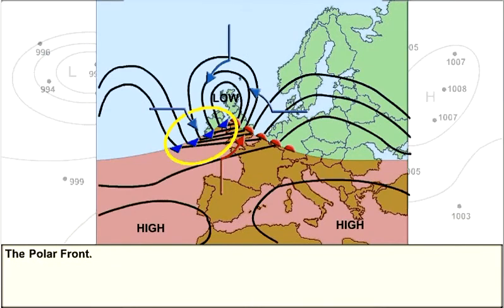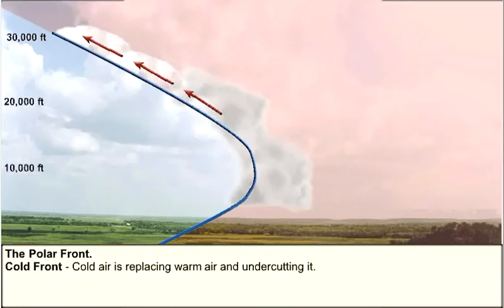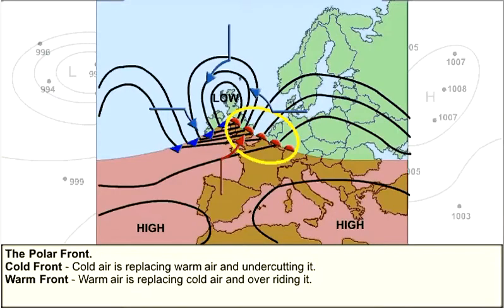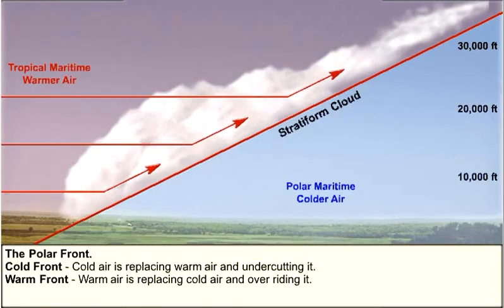Along this part of the polar front, cold air is being forced against warm air and undercutting it. This is called a cold front. It is shown here in cross-section. Along this part of the polar front, warm air is being forced up and over the colder air the other side of the front. This is called a warm front and is shown here in cross-section.